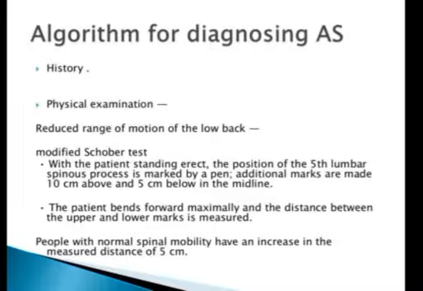Algorithm for diagnosing ankylosing spondylitis: history and physical examination, looking for reduced range of motion of the lower back. In the modified Schober test, with the patient standing erect, the position of the fifth lumbar spinous process is marked by pen. Additional marks are made 10 centimeters above and 5 centimeters below in the midline. The patient bends forward maximally and the distance between the upper and lower marks is measured. People with normal spinal mobility have an increase in the measured distance of 5 centimeters.